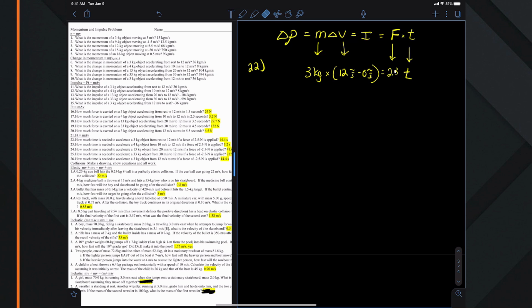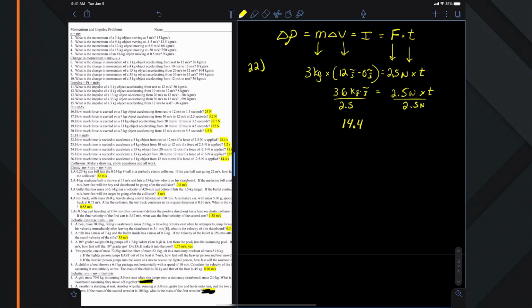Hold on, let me give this a little more room here. So 2.5 newtons times our time. All right, well, we know the left-hand side, that's going to be 36 kilogram meter per second. On the right-hand side, to get rid of that 2.5, so if you have 2.5 newtons times your time, we have to divide both sides by that 2.5, right? So if we divide both sides by that 2.5, we should come up with 14.4.